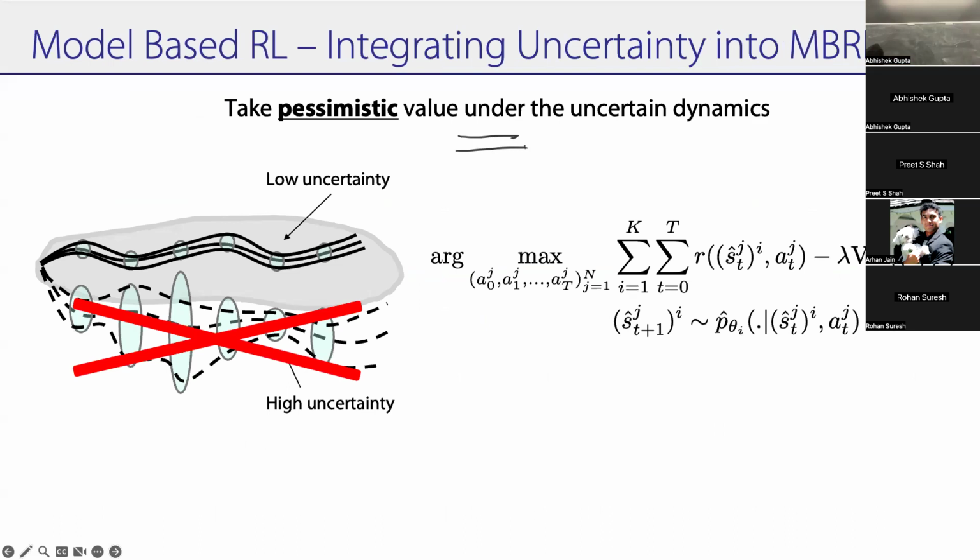How do you measure the uncertainty? We predict from k different ensemble members. You look at the variance between them, right? So you predict k different S primes, and then you measure the variance of the different S primes. You take the mean and the variance.